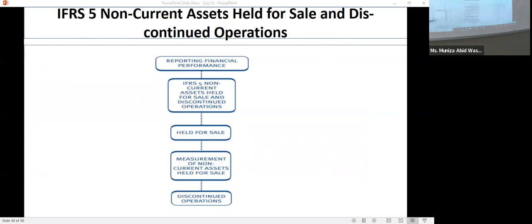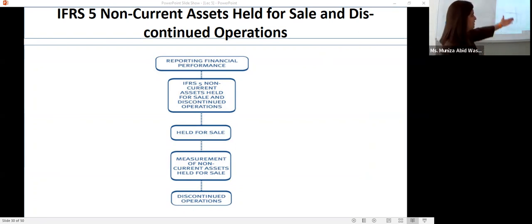So now we are going to discuss IFRS 5. In this chapter, we are going to learn about the reporting of the financial performance of the discontinued operations and assets held for sale. We are going to discuss the full standard IFRS 5. We are going to discuss which criteria have to be fulfilled in order to call a certain asset held for sale. We are going to discuss the measurement of the non-current assets held for sale, and we are going to discuss the discontinued operations as well.